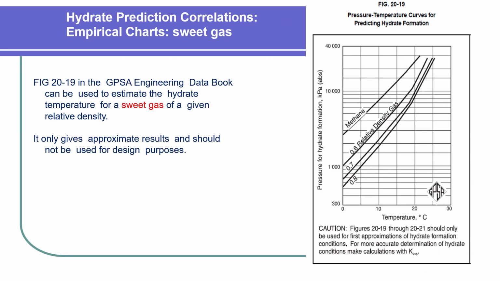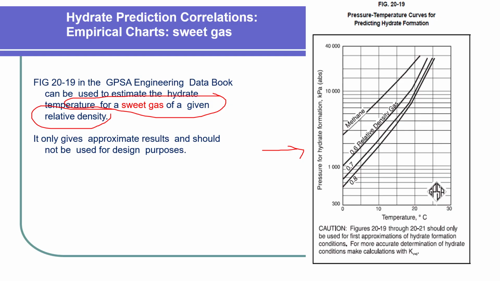Now we will learn certain techniques that can be used to estimate the hydrate temperature for a specific gas, where in this chart we are talking more specifically about sweet gas, where you know exactly the relative density of this sweet gas, for example. Okay, so you can use this chart, which is obtained from the GPSA Engineering Data Book, figure 20-19.